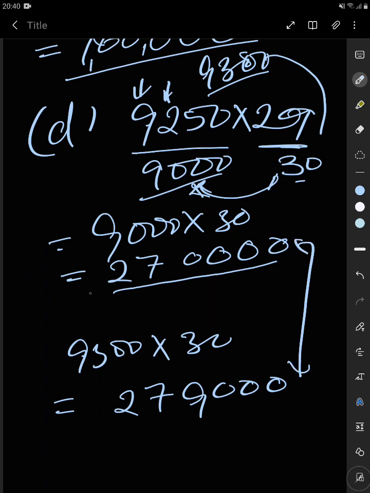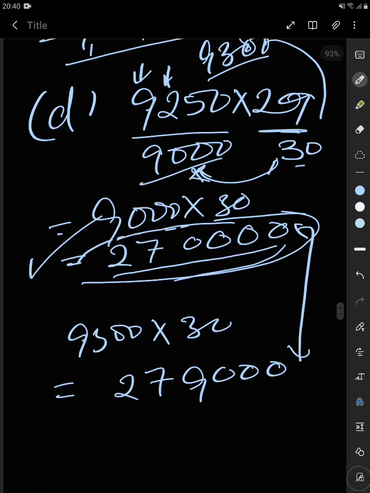So we'll go for this one, meaning the first answer that we have calculated will be the final answer, because the difference between the other one and this one is not much.